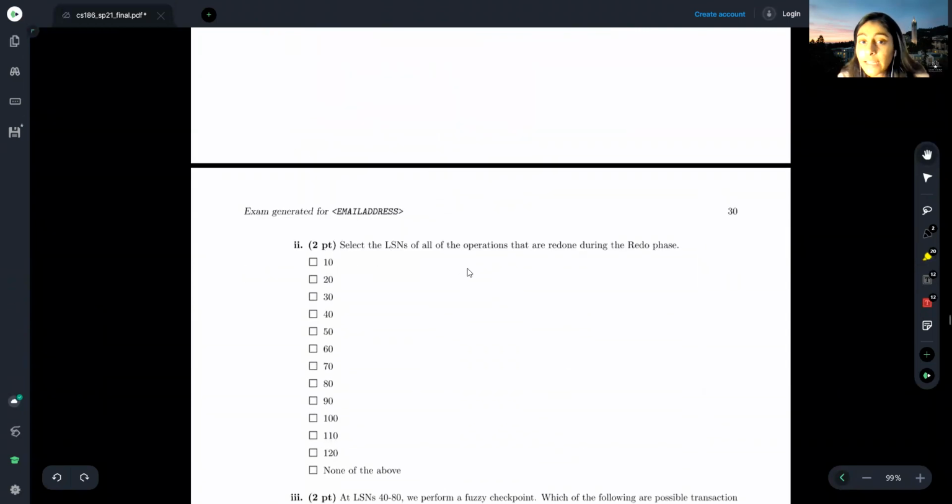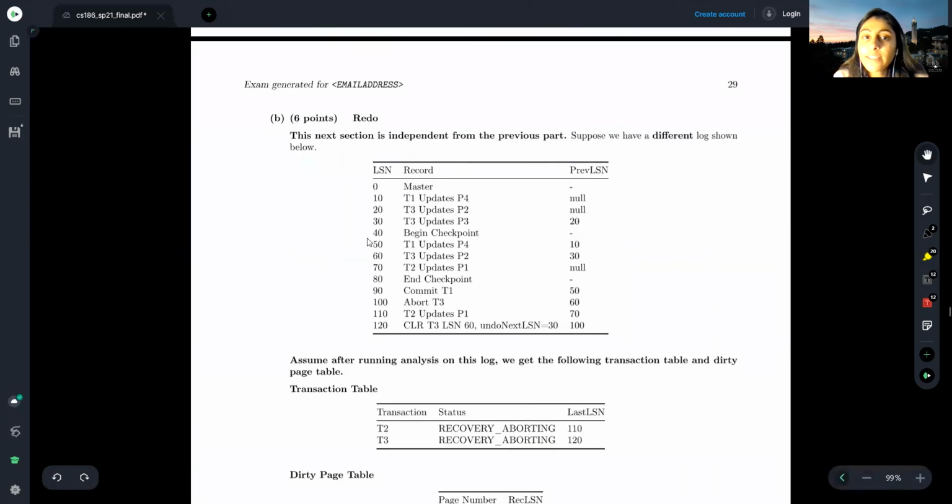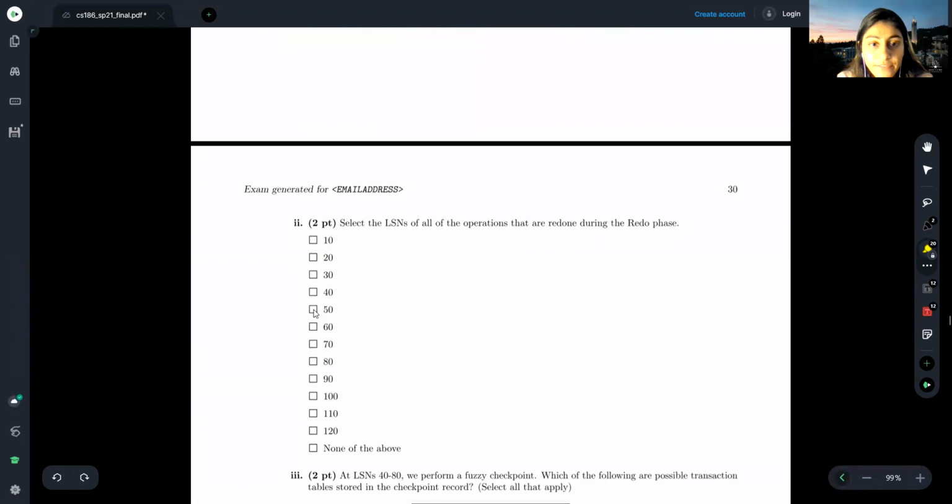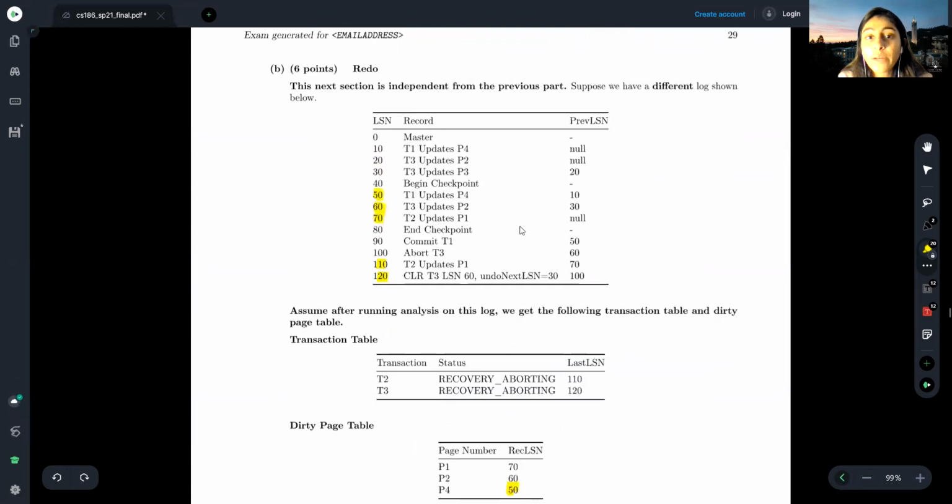Next, we need to select the LSNs with all the operations that are redone during the redo phase. For the redo phase, we will begin at the checkpoint and we will redo any updates and CLRs. So that means we will need to redo LSN 50, 60, 70. We'll need to redo 110, this update, and we'll also need to redo 120, which is a CLR. So that would be 50, 60, 70, 110, and 120. Notice that we start at the checkpoint, the begin checkpoint, and then work our way down. We don't consider anything higher than that begin checkpoint.